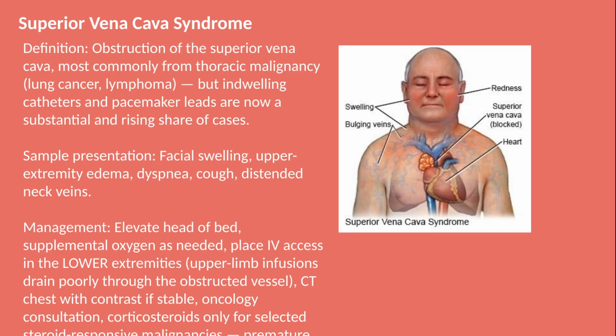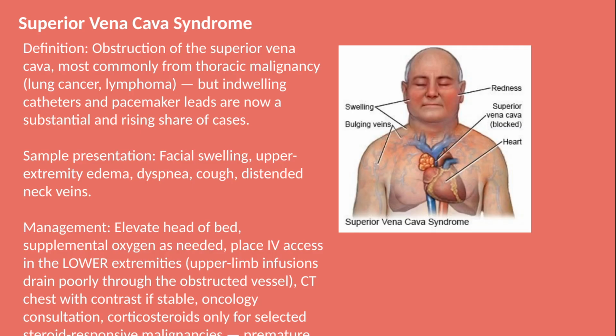Most cases are urgent rather than immediately life-threatening, and that reframing matters. There is usually time to make the tissue diagnosis, which drives definitive treatment. The exceptions are the two that demand immediate action: airway compromise from laryngeal or tracheal edema and cerebral edema with altered mental status. Elevate the head of the bed, give oxygen as needed, and place intravenous access in the lower extremities rather than the swollen arms, since upper body infusions drain poorly.